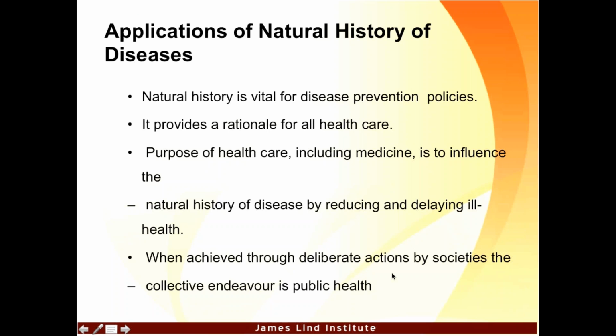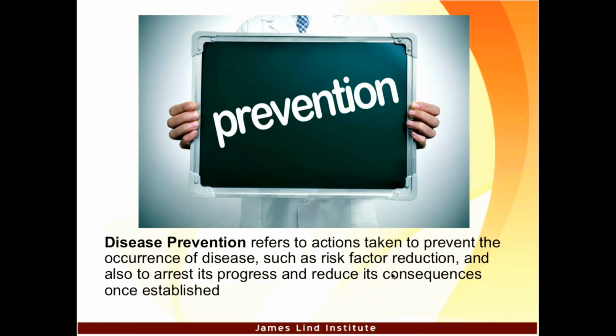Okay, so now we're going to have a look at prevention. Disease prevention refers to actions taken to prevent the occurrence of disease, such as risk factor reduction, but it's also about preventing the progress of a disease and reducing its consequences once the disease is established. That sounds like a mouthful now, but we're going to be breaking it down and looking at each of those elements. So don't be alarmed if that seems like a lot to take in.